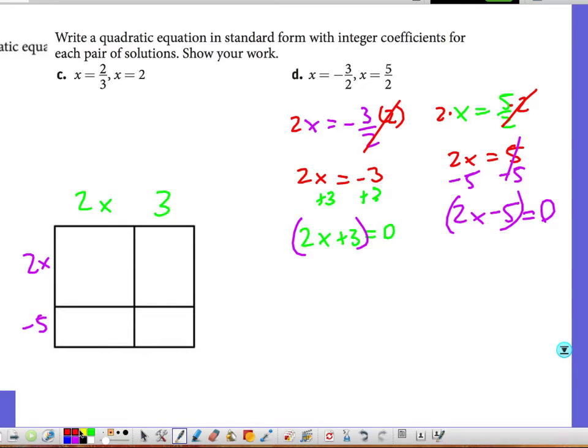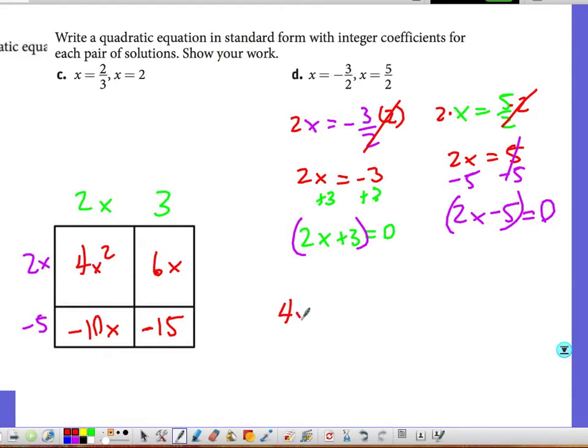And the rest is just very easy. So 2x times 2x gives me 4x squared. 2x times 3 gives me 6x. Negative 5 times 2x gives me negative 10x. And negative 5 times 3 gives me negative 15.